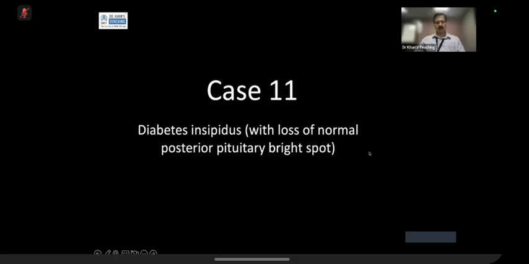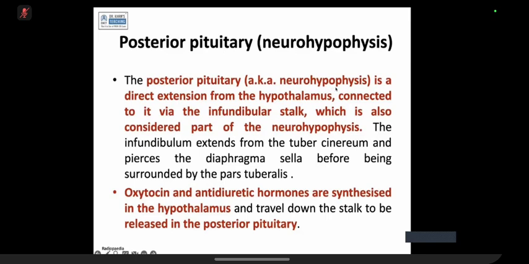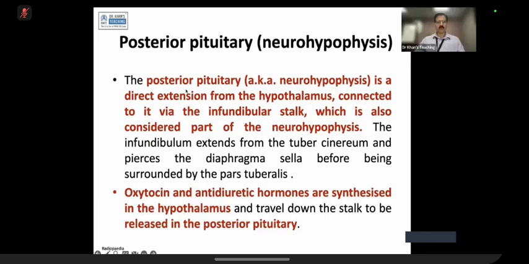This is diabetes insipidus with loss of normal posterior pituitary bright spot. So a few concepts. This is from Radiopaedia, so you can read it from Radiopaedia. The posterior pituitary is also known as neurohypophysis. It is, please remember, a direct extension from the hypothalamus.